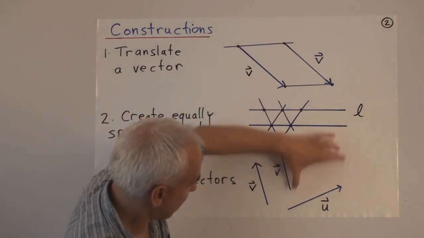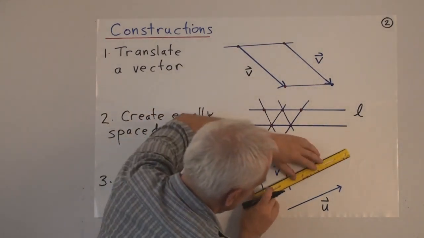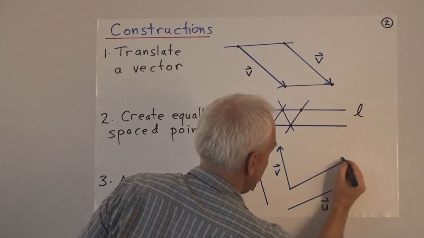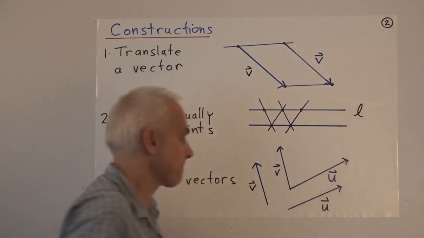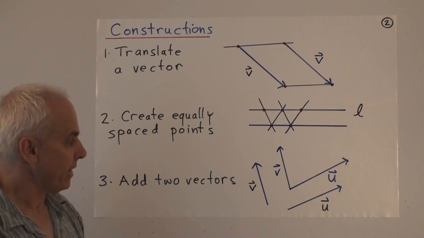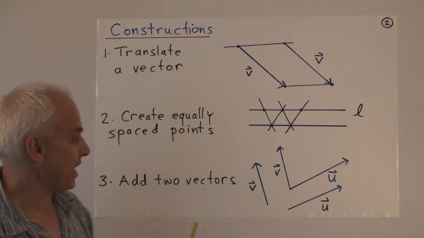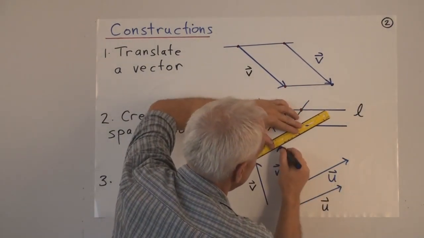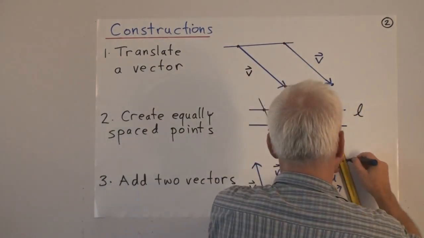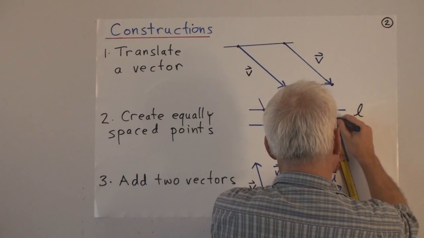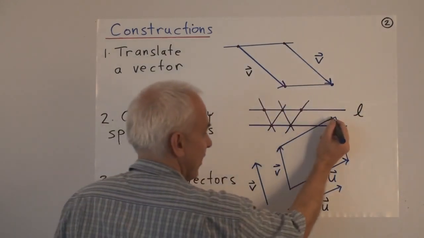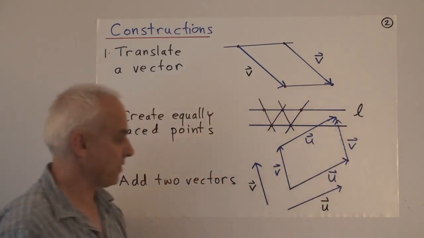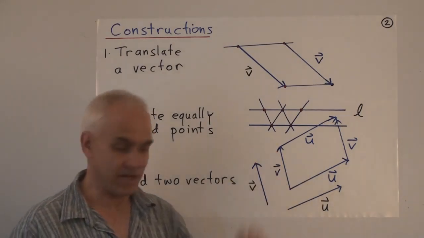And then I'm going to translate this vector so that it's emanating from here. Let's say that ends up being something like this. So there's u, there's v and u. And now we can create a parallelogram. Parallel here. Parallel here. So this vector here is also u, and this vector here is also v. So we've created simply a parallelogram with sides v and u.